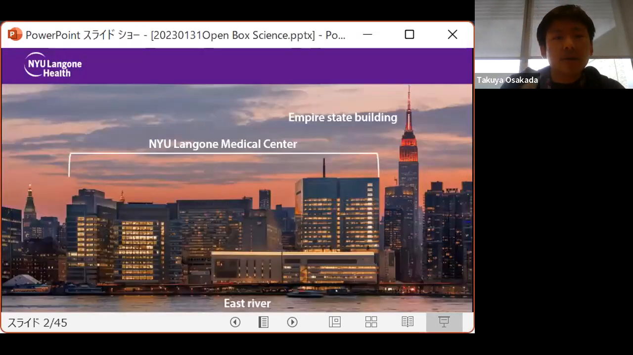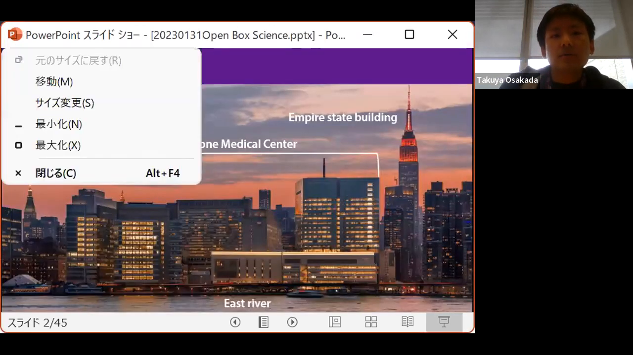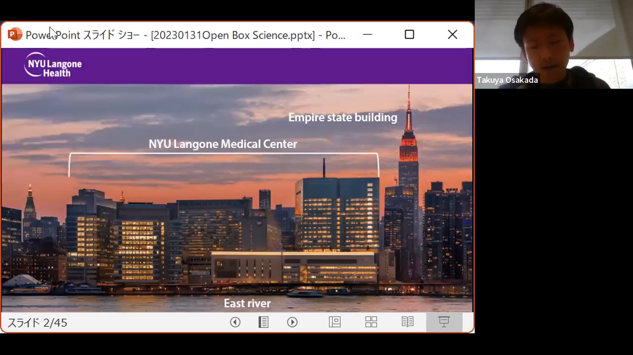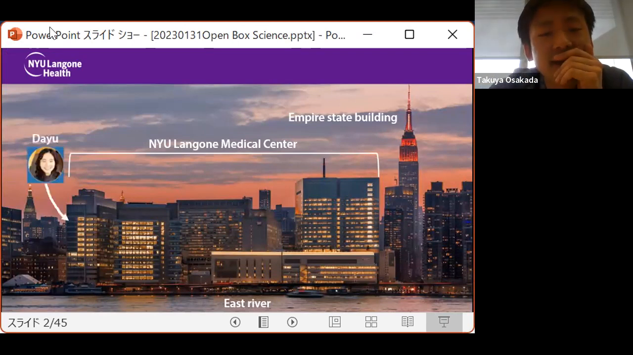Okay, so now I'm at NYU Langone, in Manhattan. NYU Langone is located around the East River, and there are a couple of buildings because this is a big medical center. I am in Dr. Dylan's lab. She is focusing on the social behavior circuitry. I think she is around here, on the 13th floor of this building.